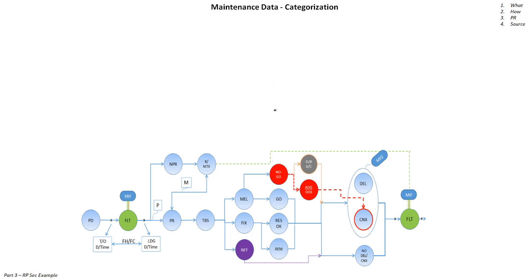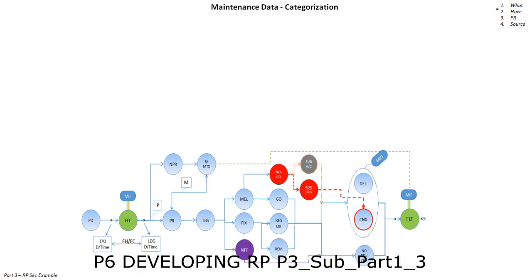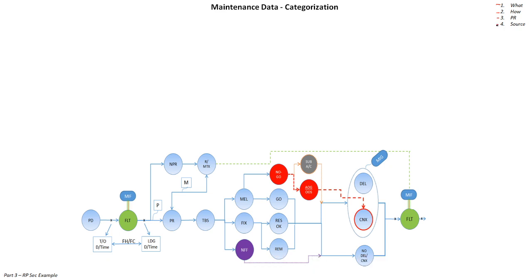Let's use our operation maintenance model and try to identify maintenance data groups and maintenance data categories. For this reason, we are going to follow the next logic. We are going to answer the next questions. Question number 1: we need to understand what we have. Number 2: how are we using it. Number 3: do we have some problems? And number 4: it's all about sources, actually sources covering all the items. So let's start from question number 1.